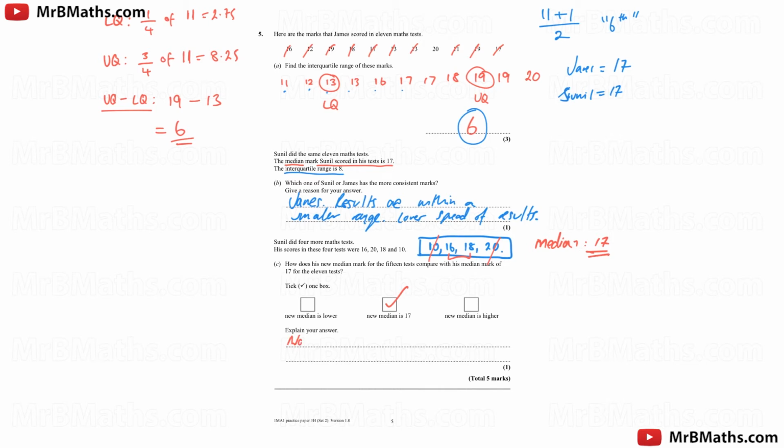So no change to median, because the median of the 4 new tests is 17.2.